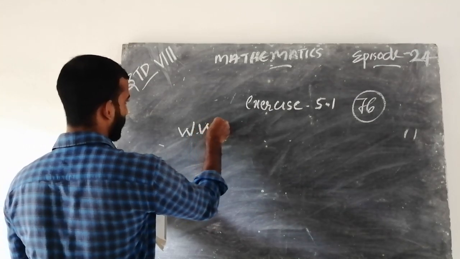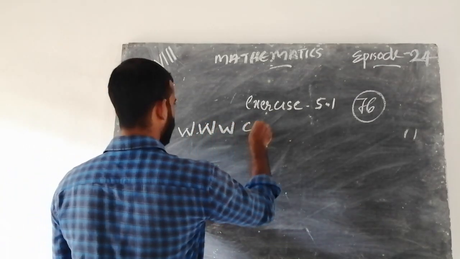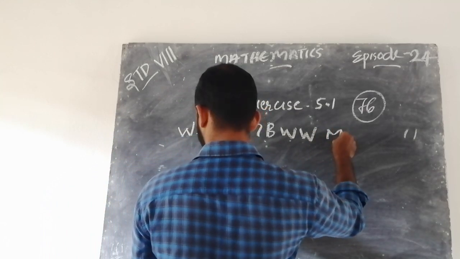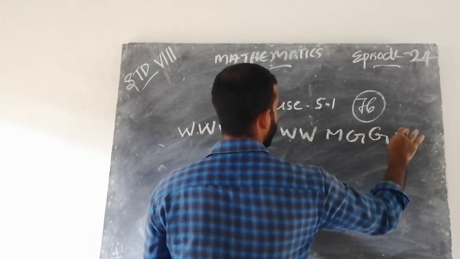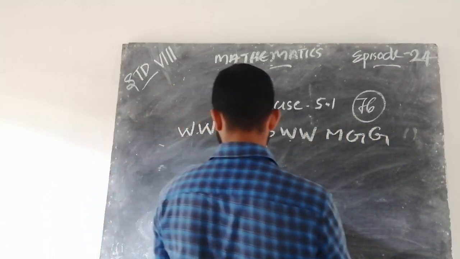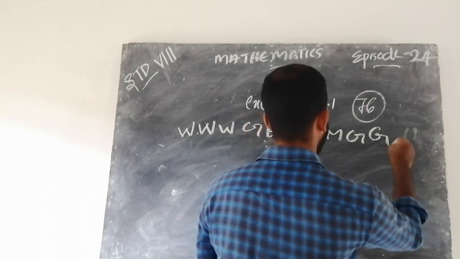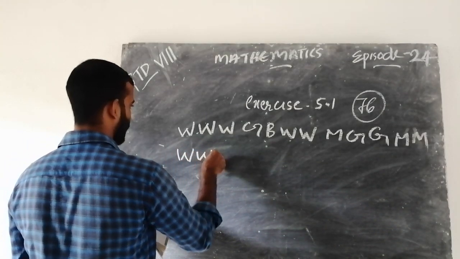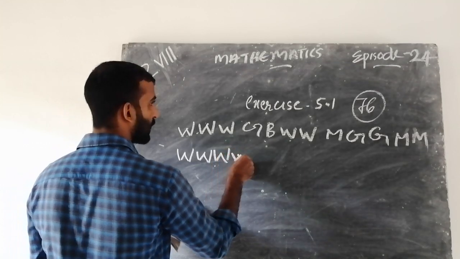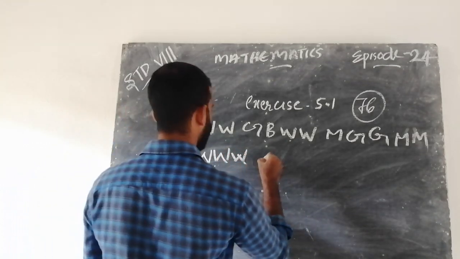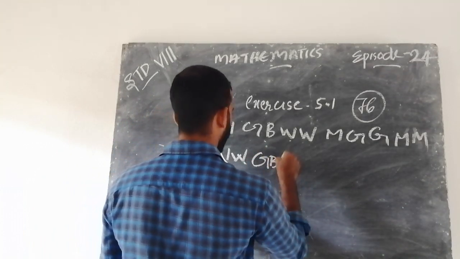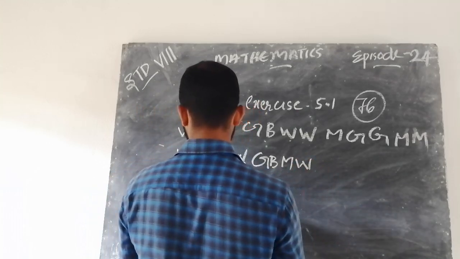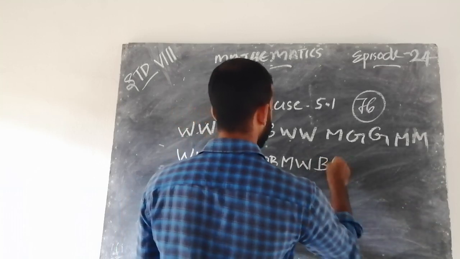The data are W, G, B, W, M, G, G, M, W, W, W, W, G, B, M, W, B, G, and so on.